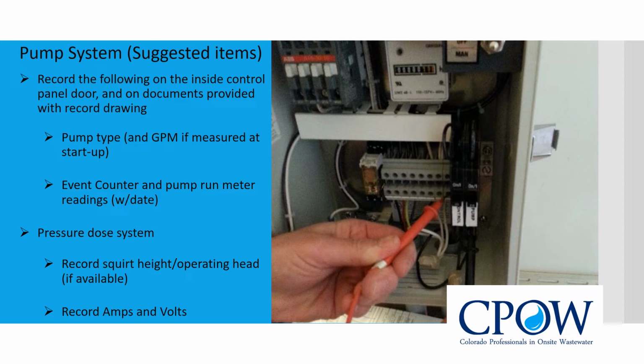The items noted on this slide are suggested items that should be included on a record drawing, but are not specifically required through regulation. This includes the gallons per minute and total dynamic head for a pump, event counter and pump run meter readings, squirt height in a pressure distribution system, amps, and volts.